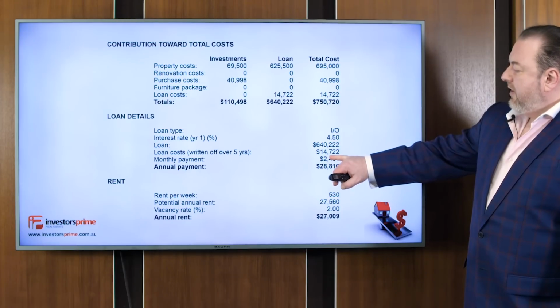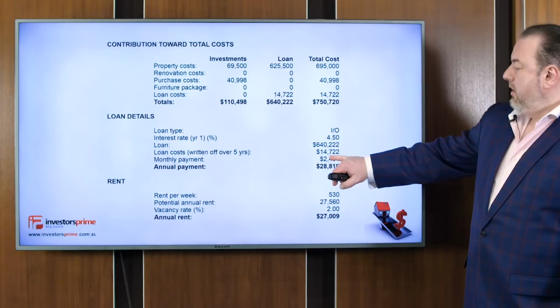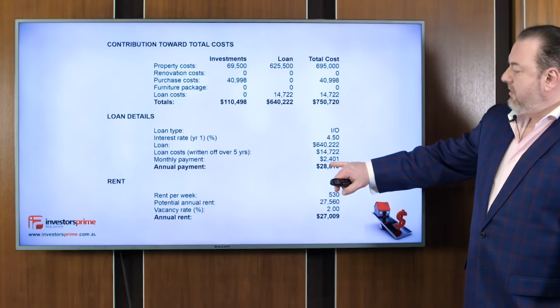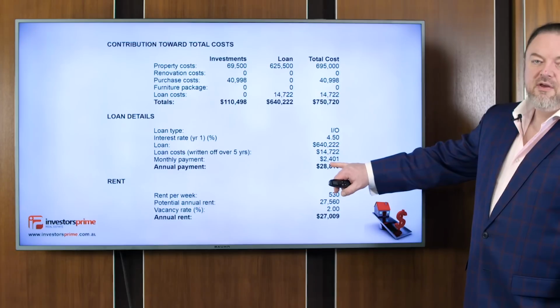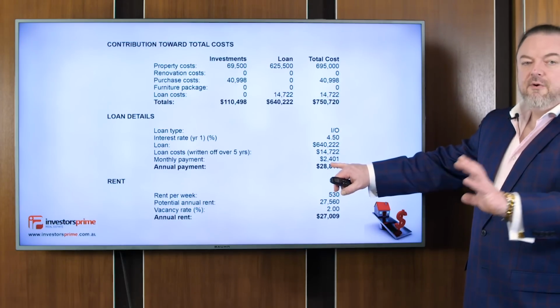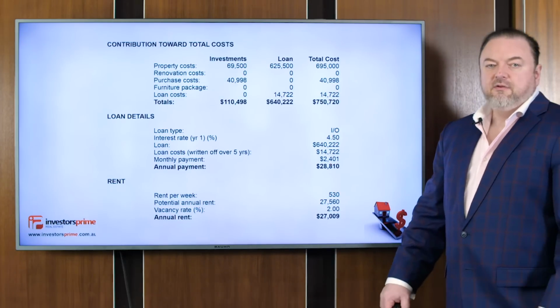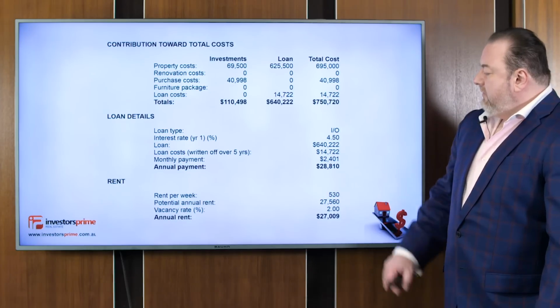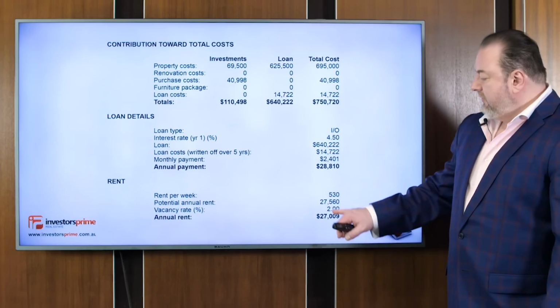Loan costs can be written over 5 years, which is $14,722, which is that lender's mortgage insurance plus all other costs. Monthly repayment, interest only for investment properties, because only the interest part is tax deductible. You never do P&I for investment properties. $2,401. Repayments per year, $28,810. The rent's $530 a week.